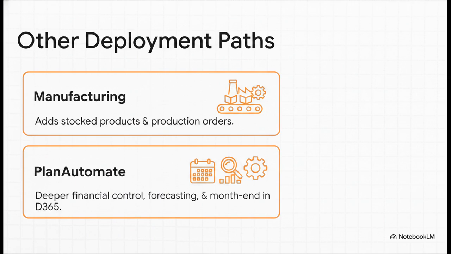If your world involves physical goods, Project Operations for manufacturing is what you want. It adds in all the support for stocked products, production orders, and the whole inventory shebang. Or if you're a heavy project-centric shop and you are just entirely sick of doing your month-end forecasting in clunky, disconnected spreadsheets, you'd look at something like Plan Automate. That gives you deep schedule-to-budget governance, forecasting, and month-end control directly inside D365 Finance. It's all about matching the tech's architecture to your actual business model.